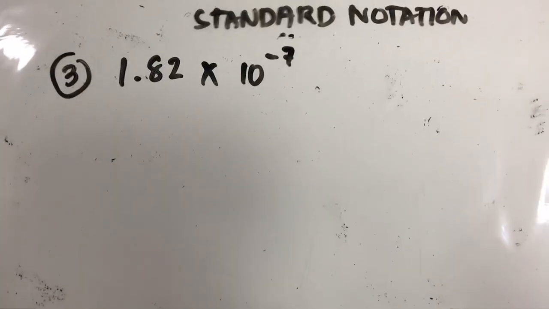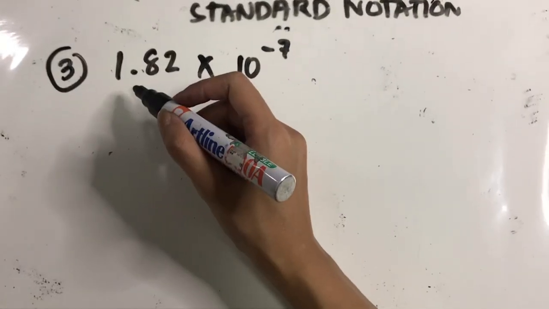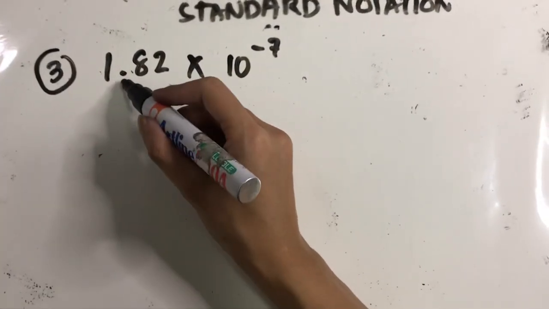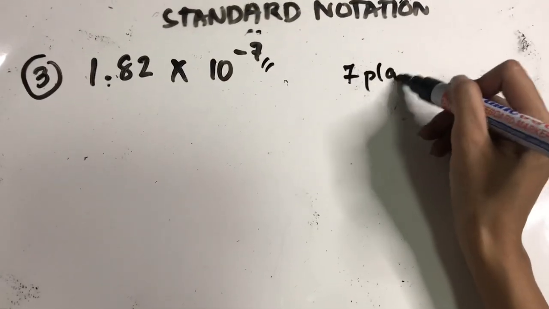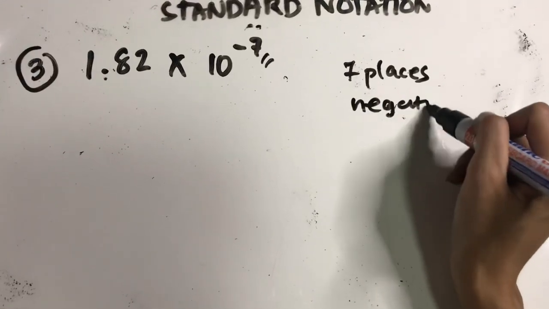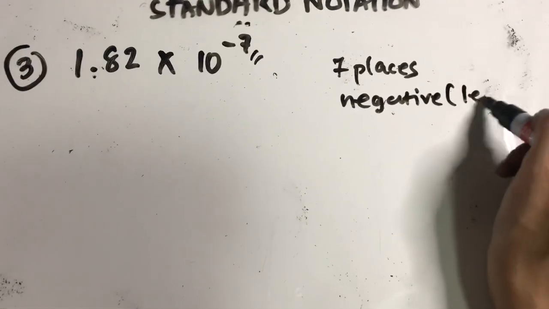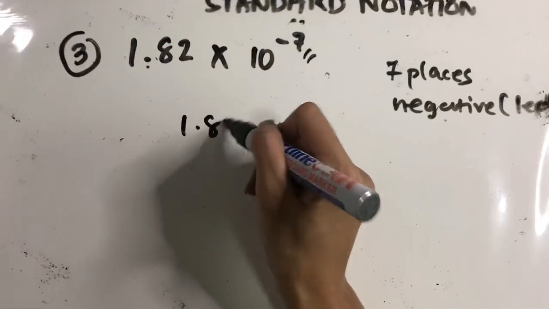Next, number 2, 1.8 times 10 raised to negative 7. So first, you have to identify where is the decimal point and count how many places. 7 places. Since this is negative, we have to move to the left.